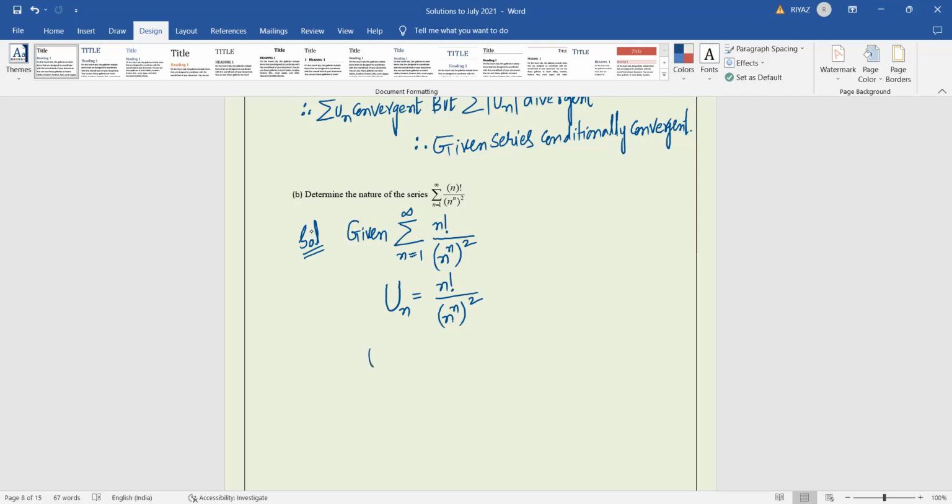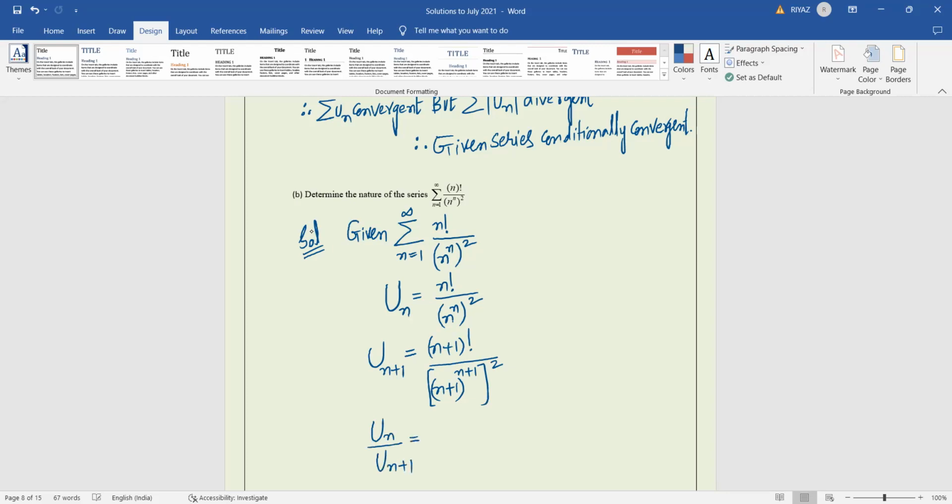It means we are applying the ratio test. Why are we applying the ratio test? Because factorial terms have come here. So for factorial terms, ratio test. un plus 1 is n plus 1 factorial divided by, wherever n is there we put n plus 1, n plus 1 to the power of n plus 1 whole square. Now the third step is to find the un by un plus 1 value.